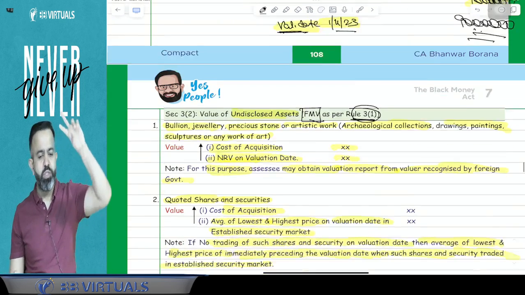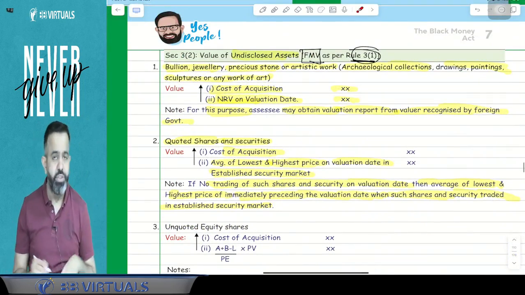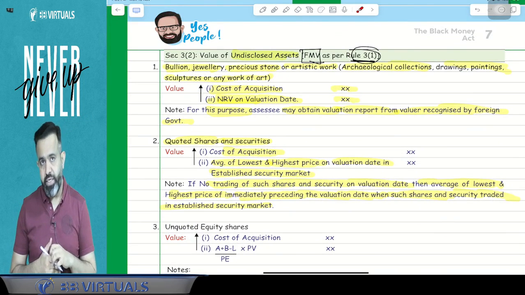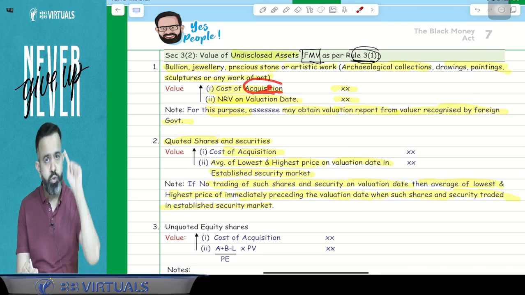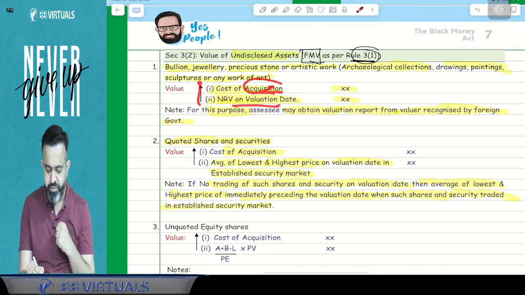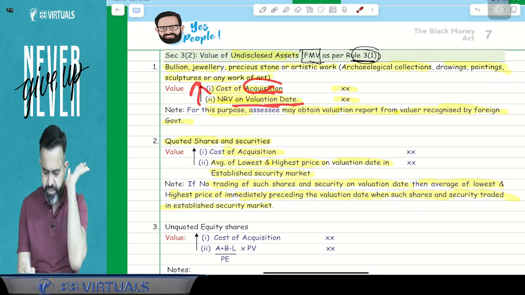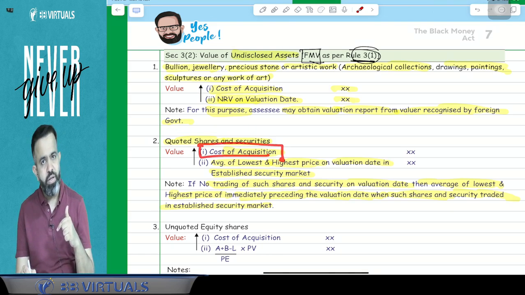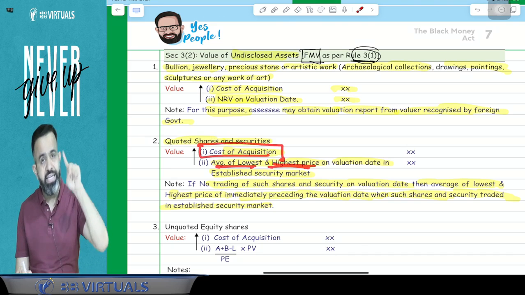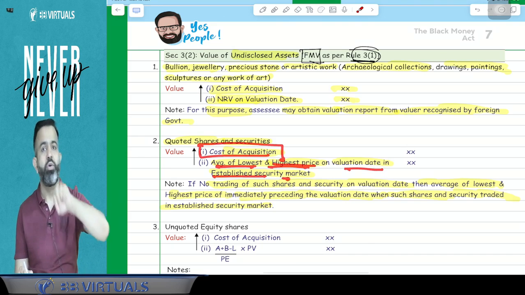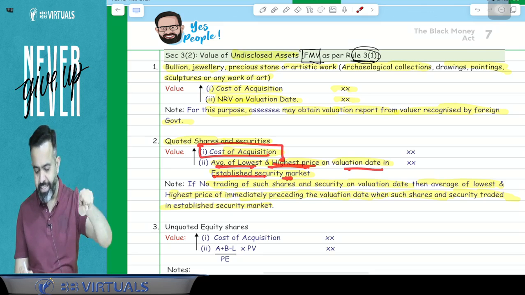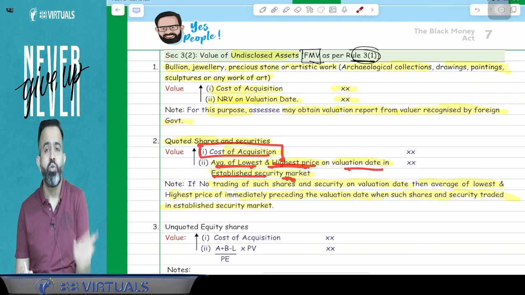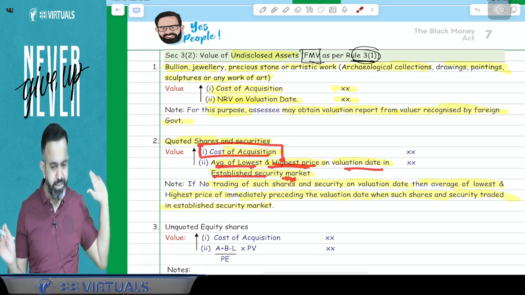What I am saying is that we have discussed two assets till now. One is in case of jewelry, drawing, painting, sculpture, archaeological collection, any other work of art and bullion. Just take the cost of acquisition of that asset or NRV as on valuation date, whichever is higher. Valuation date is 1st April of the previous year. Second, in case of quoted share and security, just take the cost of acquisition or the average of the lowest and highest price on the valuation date in the established security market. But if on the valuation date, 1st April of the previous year, there is no trading, then just take the last trading session average. You got my point or not?